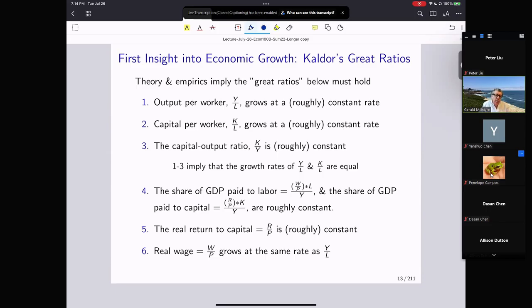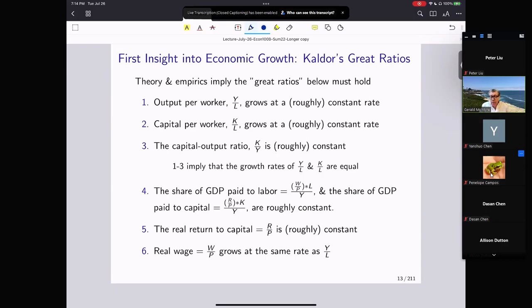the fourth Kaldor Great Ratio, which is really two of them, says the share of GDP paid to labor, which is that expression, I'm not going to talk about it right now, we'll talk about it later, and the share of GDP paid to capital are roughly constant. They're not the same constant, but they're roughly constant.